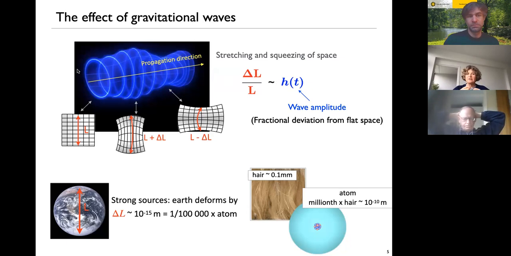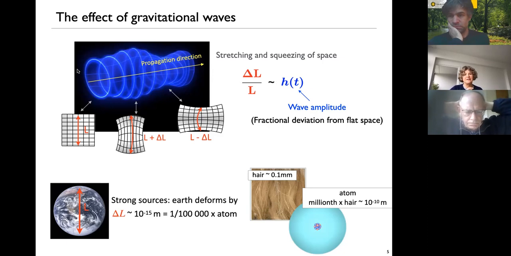And if we take 2 points on this spatial slice that are separated by some distance L, the wave stretches and squeezes the space in such a way that there's a change in the distance between the 2 points by an amount delta L. And the fractional change in length is directly proportional to the gravitational wave amplitude. So that indicates that to measure a wave amplitude, we have to look for these changes in length produced by the stretching and squeezing of space as the wave passes by.